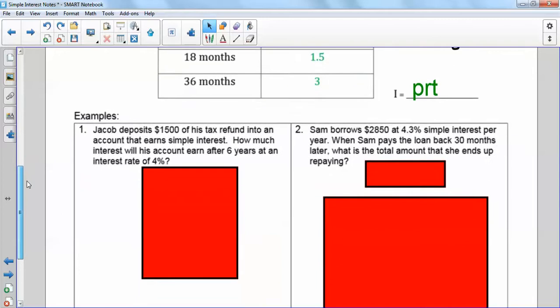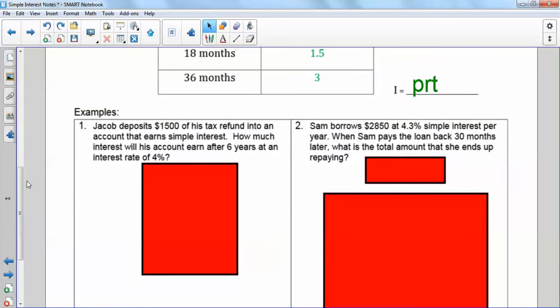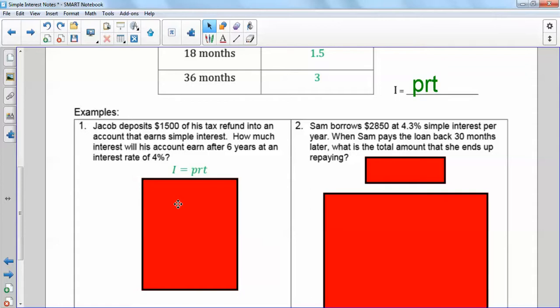Jacob deposits $1,500 of his tax refund into an account that earns simple interest. How much interest will his account earn after 6 years at an interest rate of 4%? So the first thing I always do is write my formula. I is equal to PRT. Then I'm going to take my parts and fill them in. Okay, so interest is what we're trying to find. So we're just going to leave that as I. The principal is how much you start with. So that's the 1,500. Okay, so this is my P.